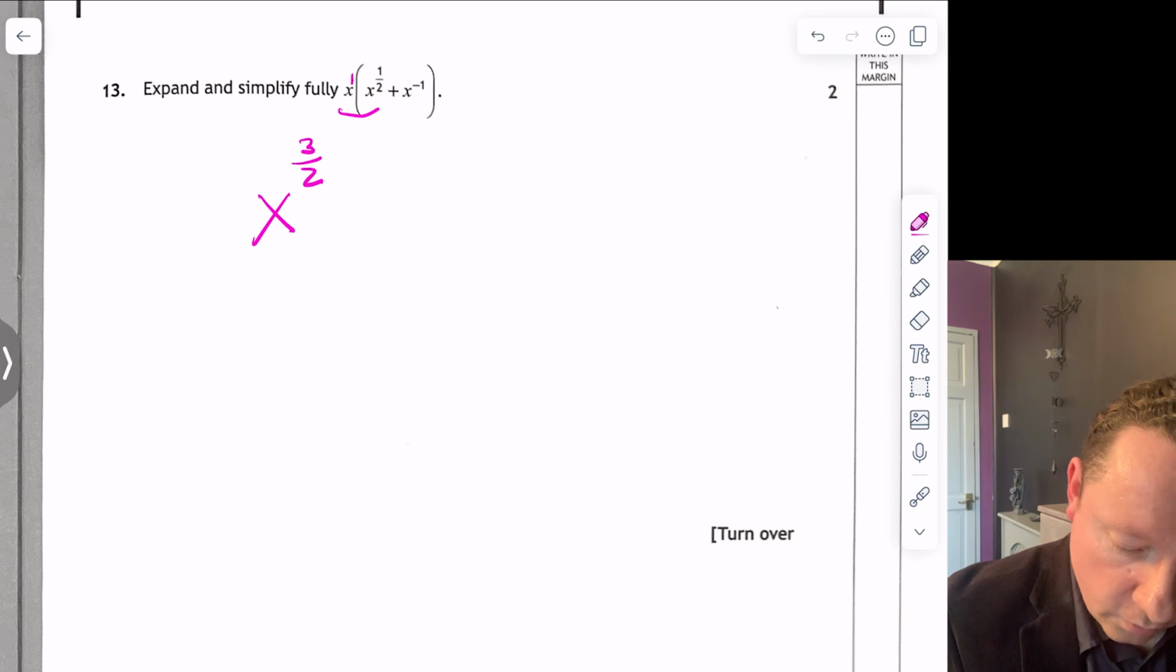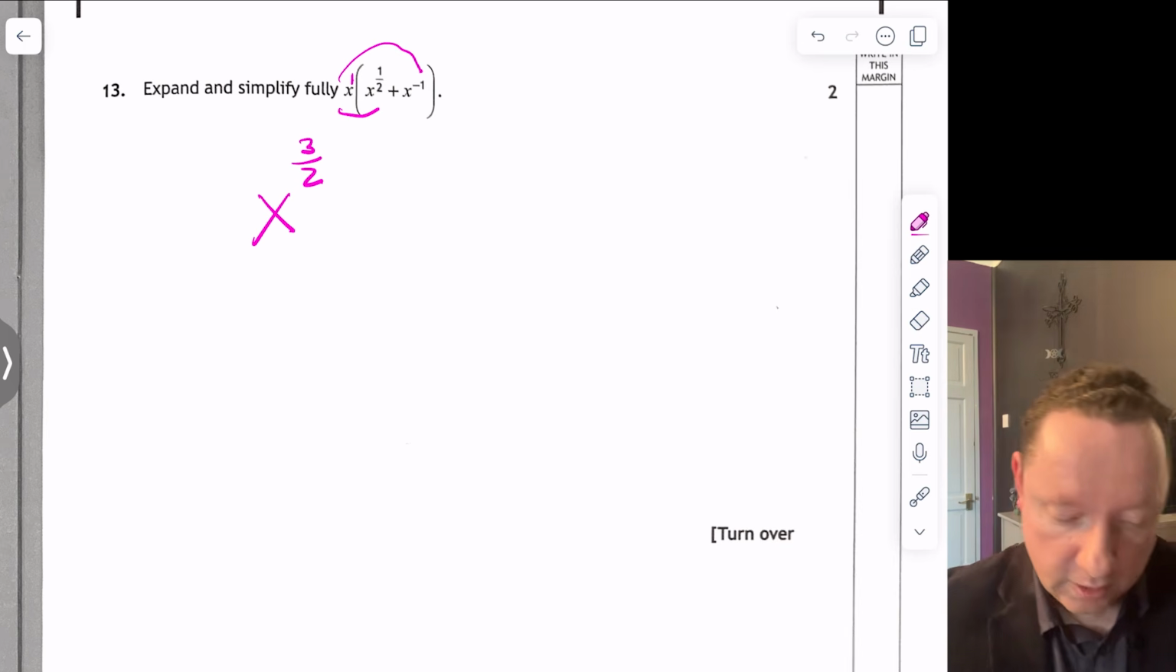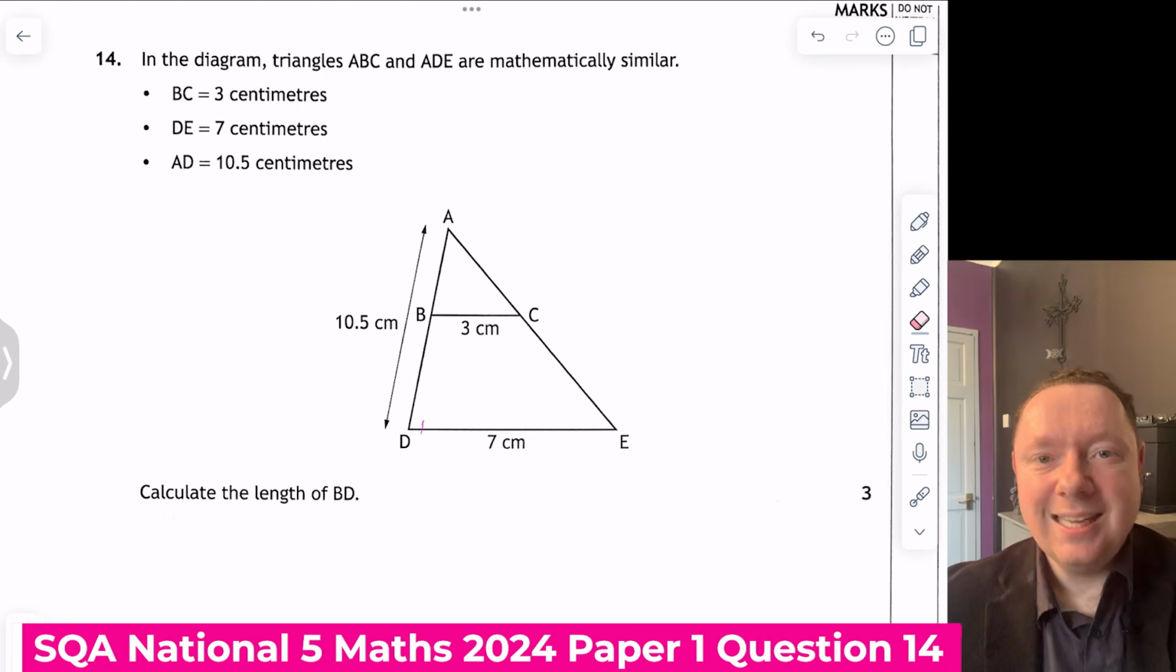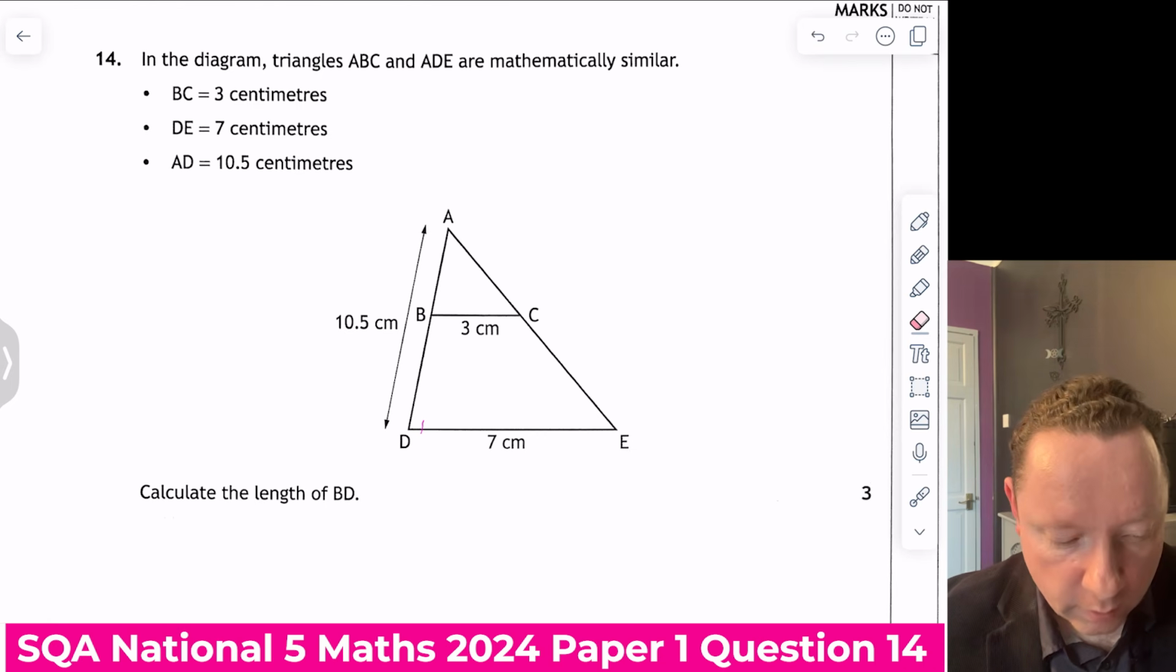And then I've got this 1 times this 1. Well, 1 plus minus 1, 1 minus 1 is 0. So plus x to the 0. So that's x to the 3 halves. Anything to the power of 0 equals 1. And we're done there. SQA National 5 Maths 2024, Paper 1, Question 14.